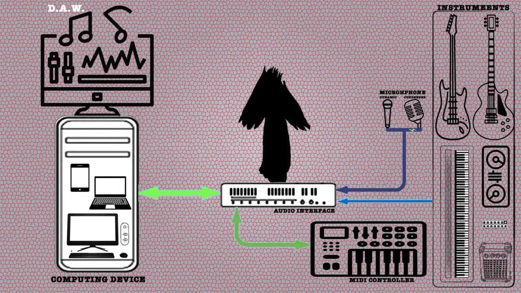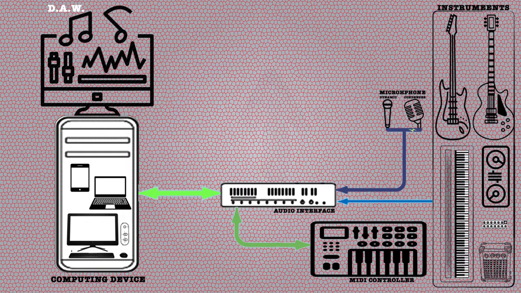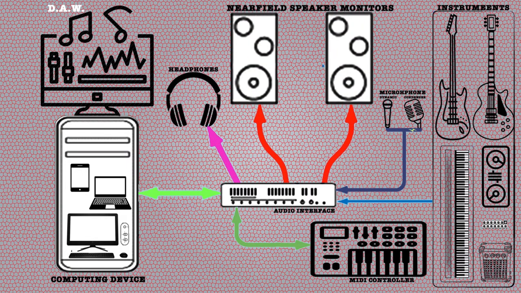The outputs are the sounds coming out from the digital interface after the computer processed or recorded them. The main examples of outputs would be the speakers or the headphones connected to the audio interface that let us hear the sounds recorded or processed by the computer.